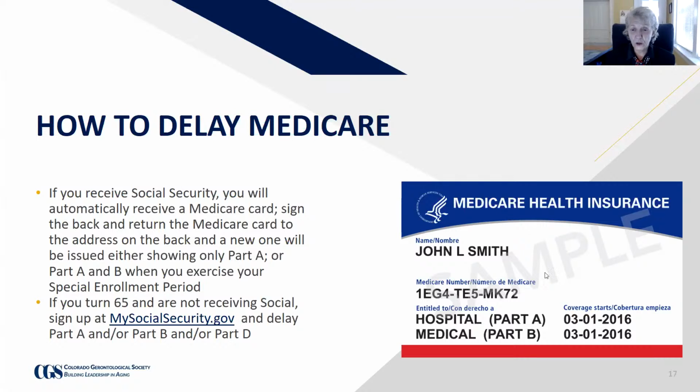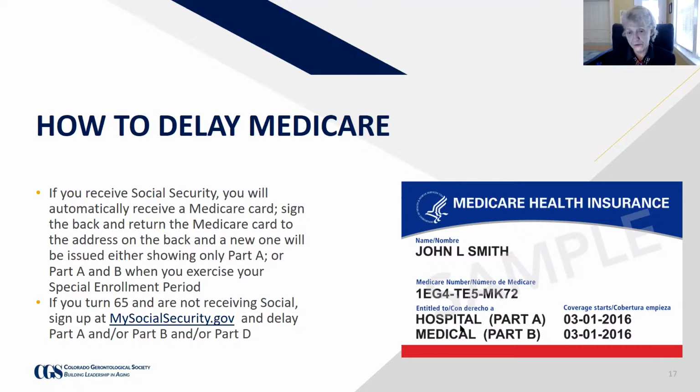Now, you will automatically get this Medicare card if you are enrolled or receiving Social Security. If you are not receiving Social Security, then you will have to use the process we discussed earlier. Go to Social Security's website and sign up for a My Social Security account, and then they will send you this. If you turn 65 and you want to delay this, then you do one of two things.